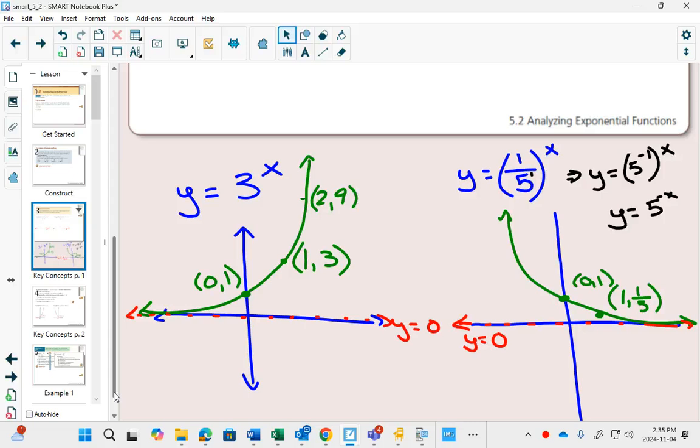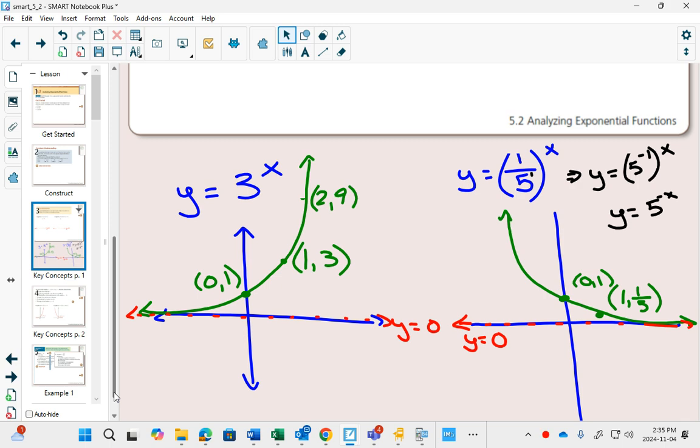On the 3 to the x graph, I labeled (0, 1), I labeled (1, 3), I also labeled (2, 9), but it would be enough just to label 2 points. Two points and the asymptote, and having the shape increasing is your general exponential graph. For the 1/5 one, label (0, 1), (1, 1/5), have your asymptote, and because it's going down, this would be decreasing.